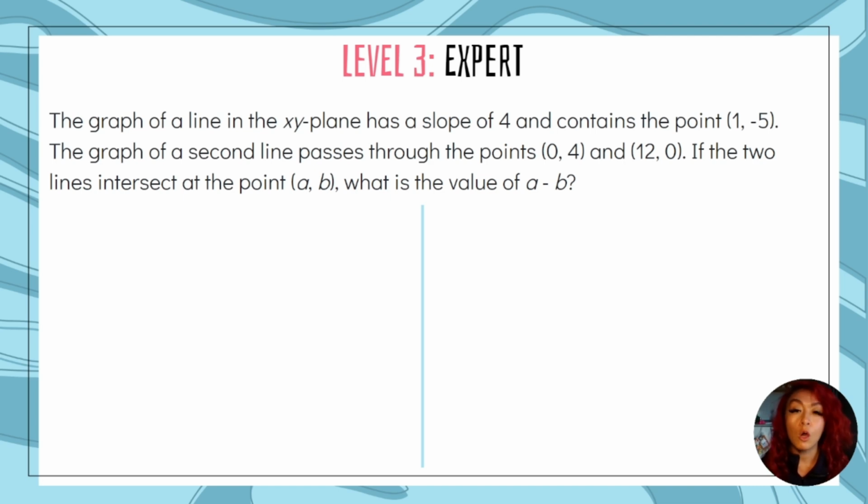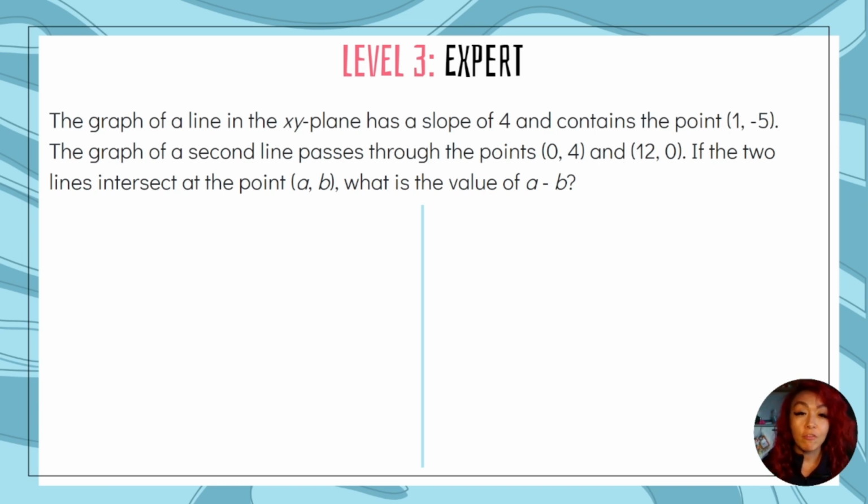Okay, so we have a lot going on here. We know that we have the graph of 2 lines, which means that we're working with a system of equations. They're saying that the 2 lines intersect at the point (a, b), right? That means (a, b) is the solution, and a will be our x value, and b will be our y value. They want to know what the value of a minus b is. So we'll have to solve the system first for a and b, right? And then substitute into a minus b.